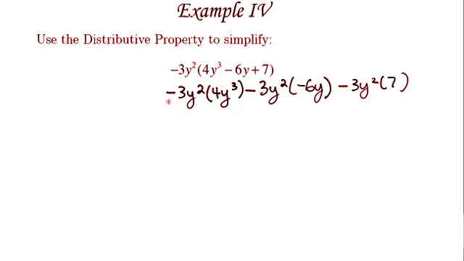Now, just carefully going through each of these, since it's a little bit more complex, I have negative 3 times 4. Simple enough, that's negative 12. Remember that if I'm multiplying y squared times y cubed, I'm going to add the exponents. And that's going to give me y to the 5th.